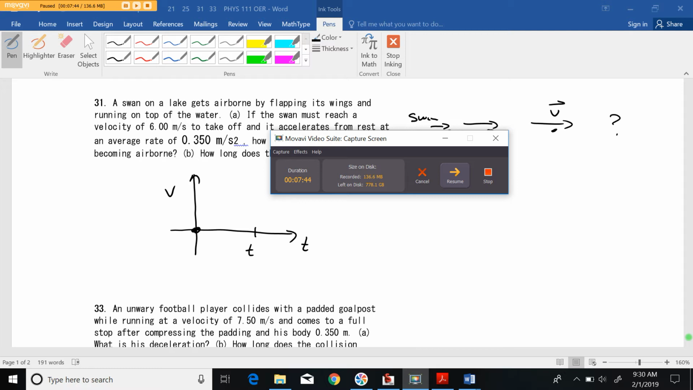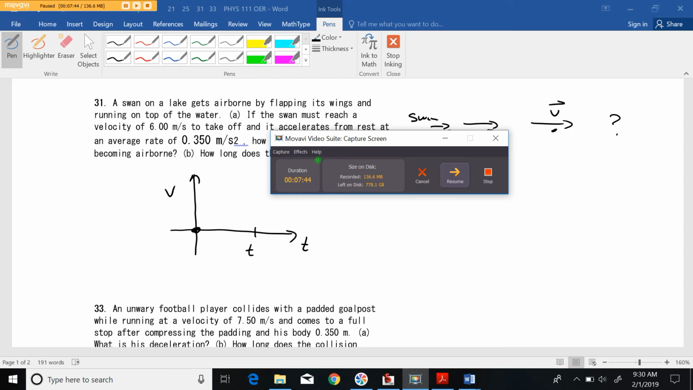Okay, 33. Football player collides with a goalpost while running 7 meters per second, comes to a full stop. Just like the previous problems, draw a velocity graph. At t equals 0, the football player is going 7.5 meters per second. Sometime later, the velocity is 0. Connect the dots.